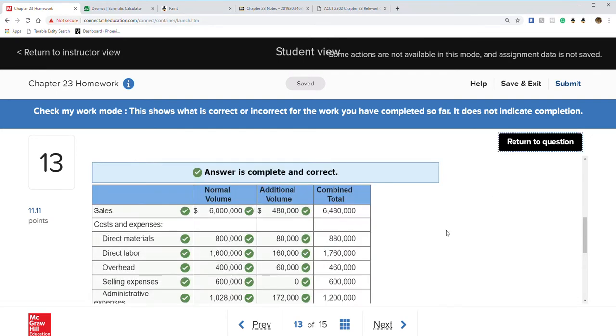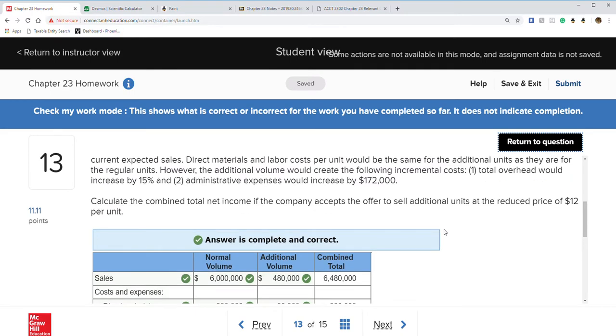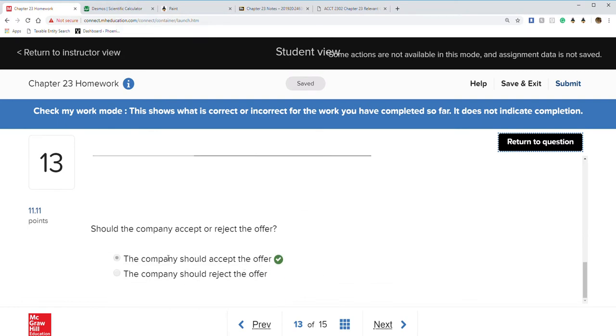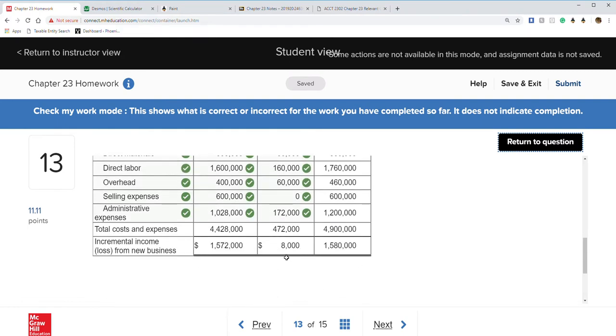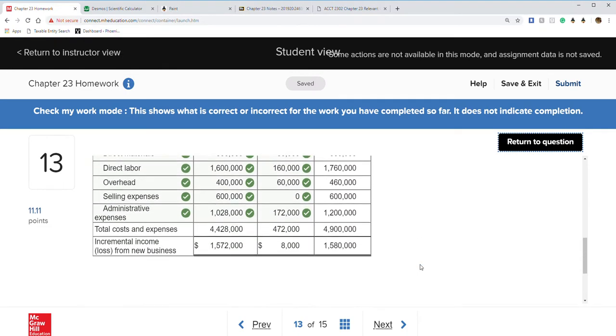And there we go. So we will actually have to figure out direct materials and direct labor on the per unit base, times it by your additional volume, and that will give you your amount. Still positive. That's what threw me off here. But since it is positive right here, we should still accept. We get an extra 8 grand. Not too much, but hey, it still works.